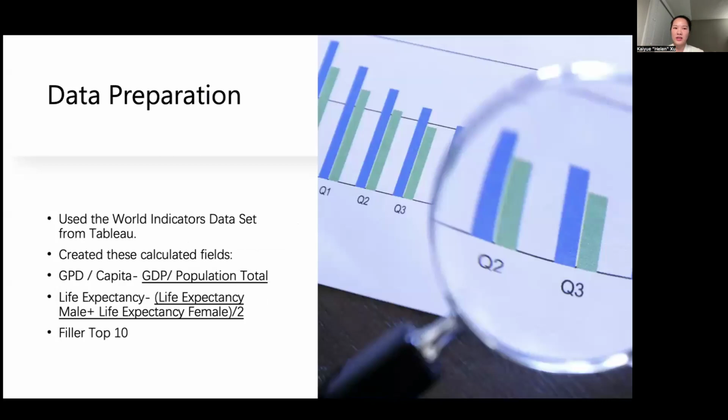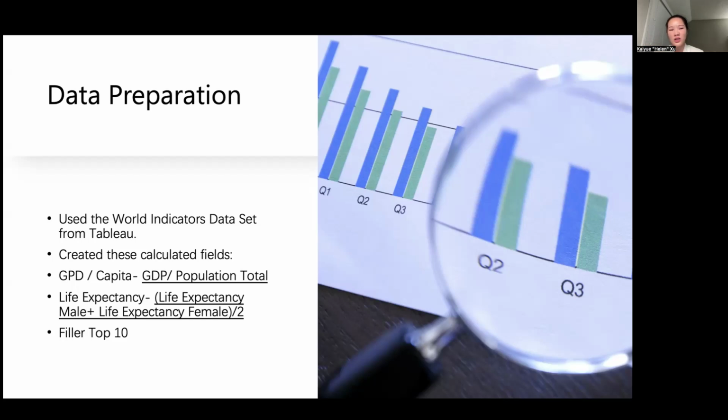Before the data preparation, the first thing I did was find the World Indicators data set in Tableau. Second, I created some calculated fields to help me understand it. First, I found the GDP per capita, so I used the GDP divided by the total population. Second, I calculated life expectancy by using the male and female values and dividing by two.